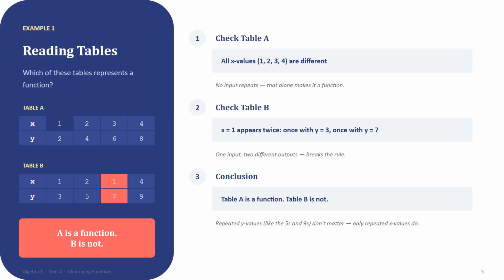The third step is the conclusion. Table A is a function, table B is not. Repeated y values don't matter, only repeated x values do.